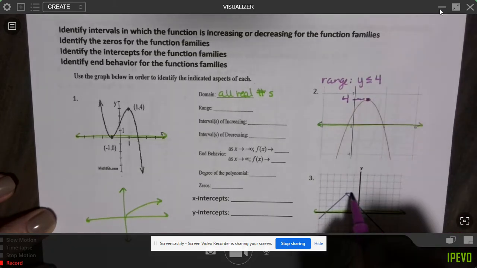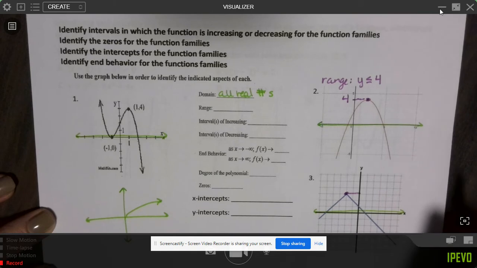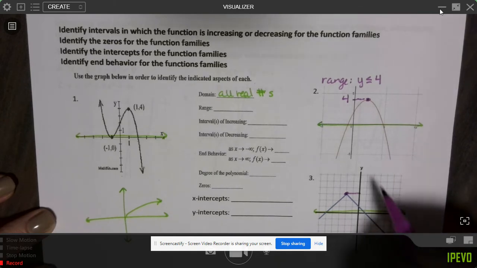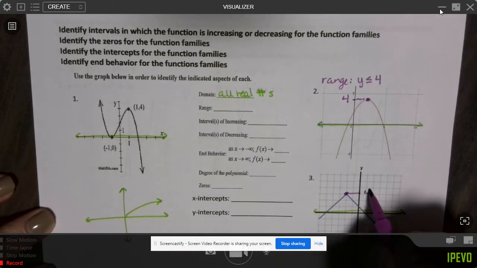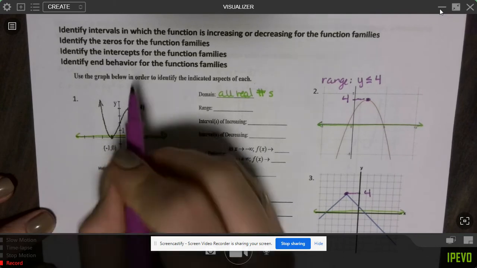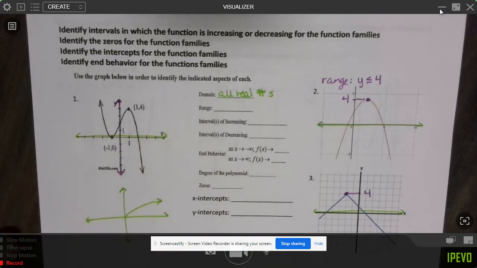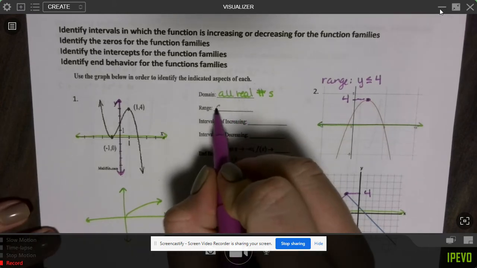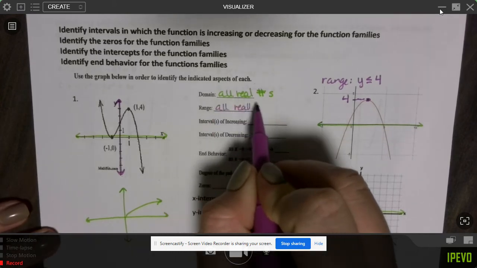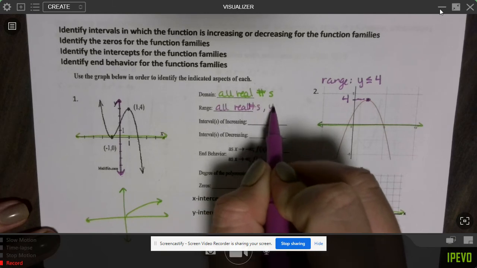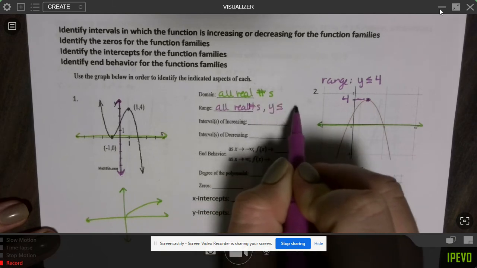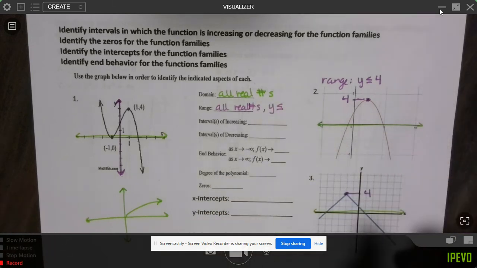This one, also going to be less than or equal to, because it's pointing down, is going to be less than or equal to 4 again. This one is going to be all real numbers because we're talking about all of the y values. So it depends. Sometimes it's all real numbers. Sometimes it's going to be y is less than or equal to some number, and in this case it was 4.